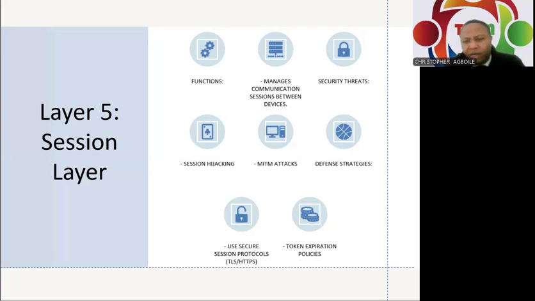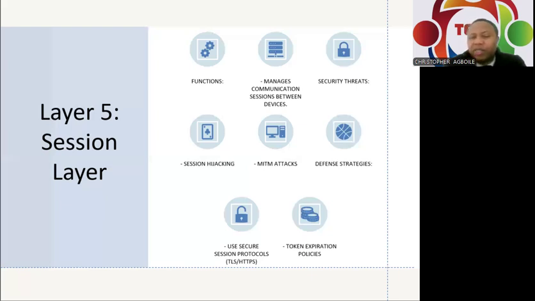Level 5 also has what we call session hijacking, where attackers gain unauthorized access to a user session by stealing session tokens. To prevent this, you use secured session management. This is TLS, or what we call HTTPS, and token expiration. But not only that, we can also use a good programming method to prevent session hijacking.